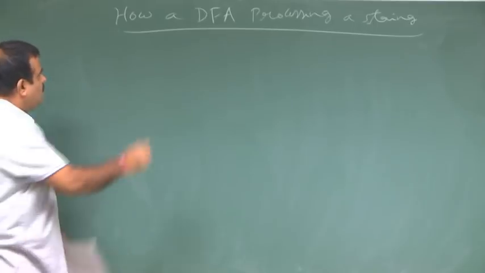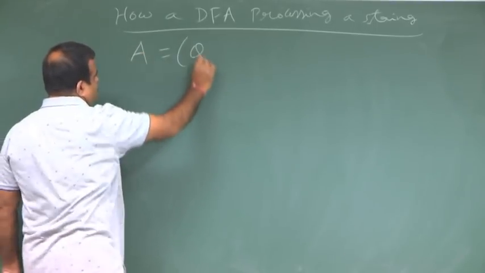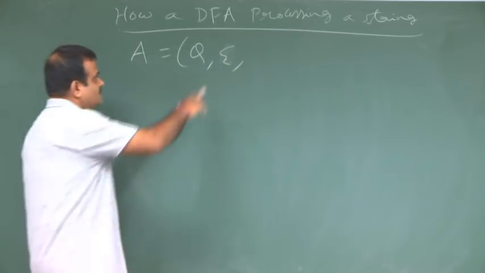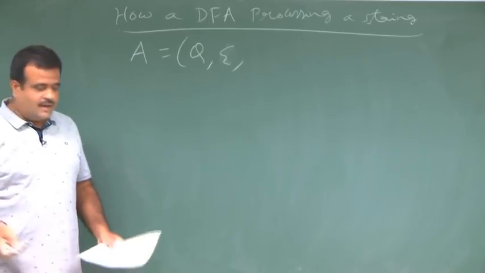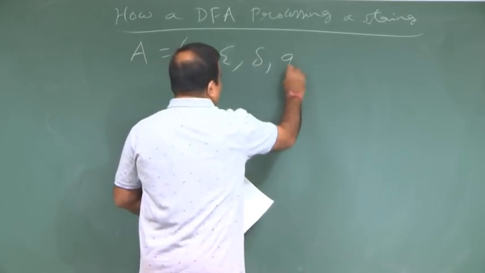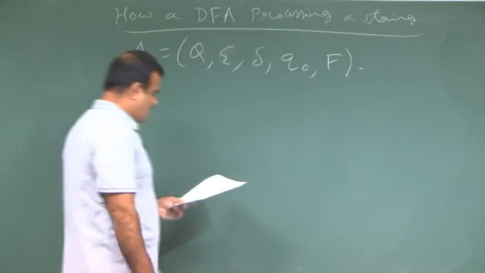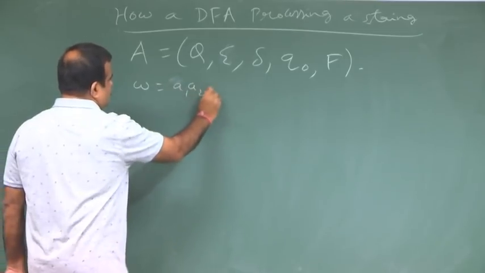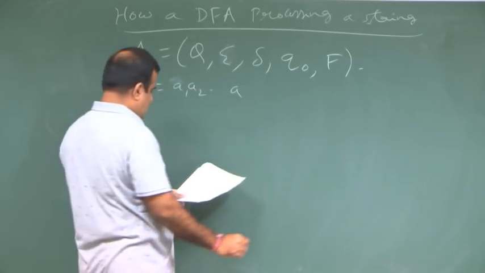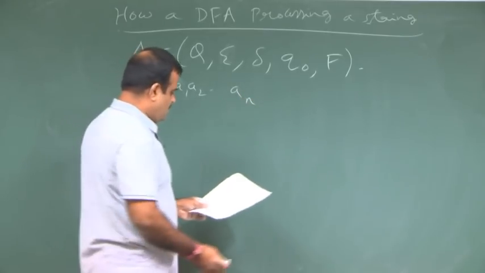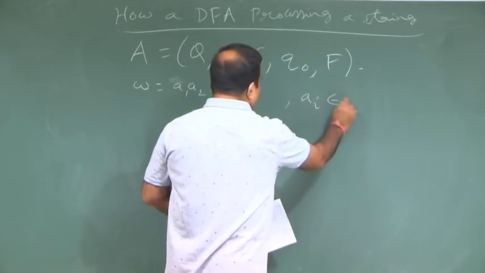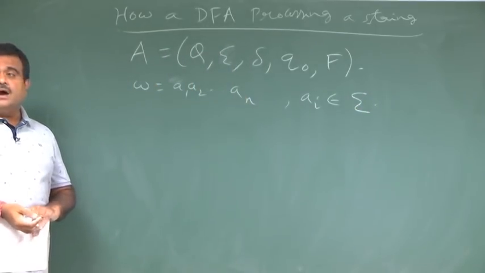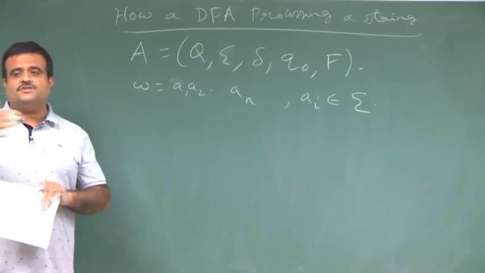Okay. So, we have a DFA which consists of a 5-tuple. This is the finite set of states, this is sigma which is the input alphabet, delta, q0, F. This is our DFA. Now, suppose we have a string consisting of A1, A2, say up to AN. This is a string where these AIs are coming from sigma. Now, we will see how a DFA processes a string.